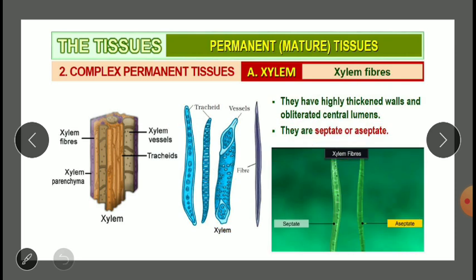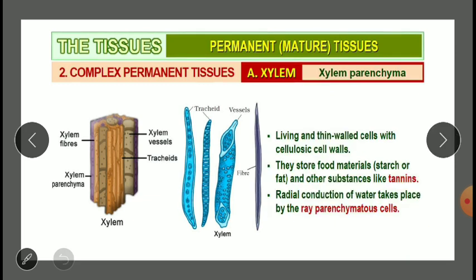Then, the third one is the xylem fibers. Again, these are dead sclerenchyma, they have highly thickened walls and obliterated central lumens. They are septate or aseptate. As you can see over here, this is how these xylem fibers are visible. Septate means they can have a line over them, and aseptate means they can be plain tube-like. So those are the xylem fibers.